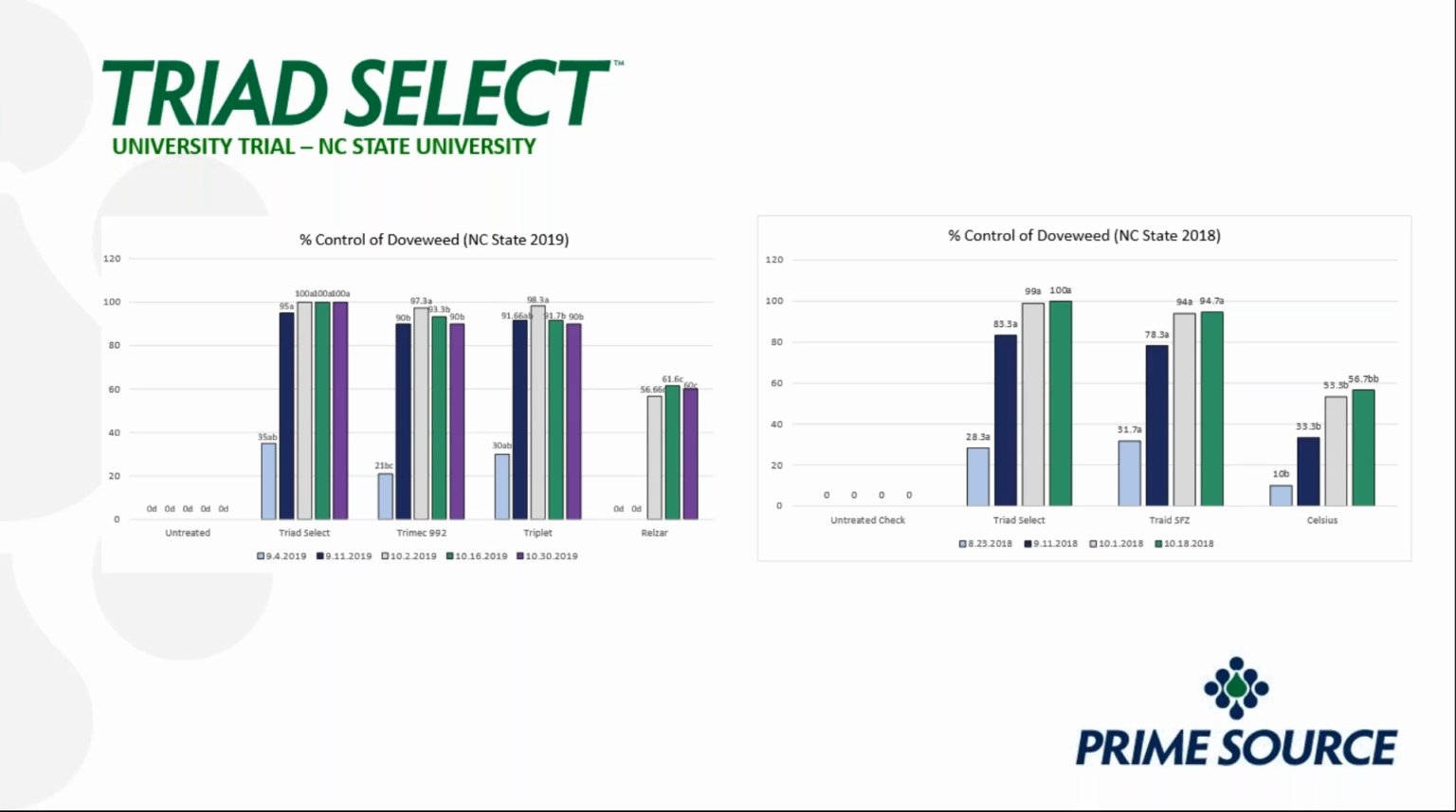And then we wanted to put our 3-way against other 3-ways in the market, so Trimec and Triplet. Again, I said the difference between our products and those products is we have the MCPA component, which is different than the MCPP component that they have. And as you can tell, our Triad Select gives 100% control, where some of the ones with MCPP will start to fall off a little bit. We also want to test it against Triad SFZ, which I'll talk about in a few minutes, which is our 3-way as Triad Select, but we've added sulfentrazone with it as well. And it does provide very good control. You get a little bit more speed out of this one. However, the Triad Select is the Cadillac when it comes to this weed.